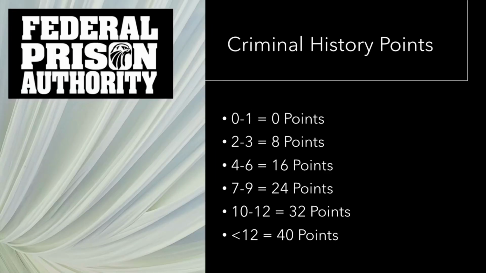Okay, criminal history points. Now, this is something that you just can't score your loved one unless you have their pre-sentence report, okay? With the criminal history points, 0 to 1 criminal history point is a 0. 2 to 3 criminal history points is an 8. 4 to 6 points is 16. 7 to 9 points is 24. 10 to 12 criminal history points is 32. And greater than 12 criminal history points is a score of 40.